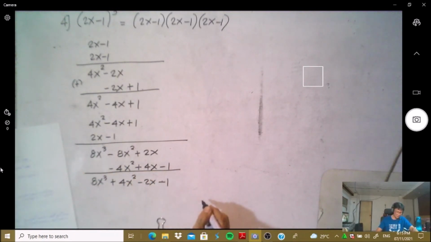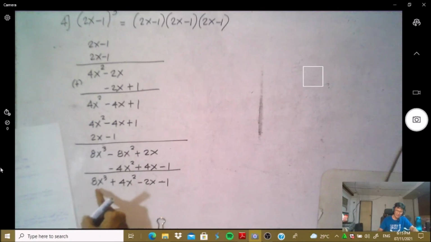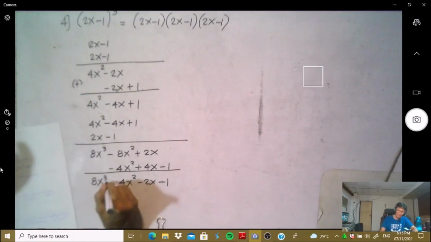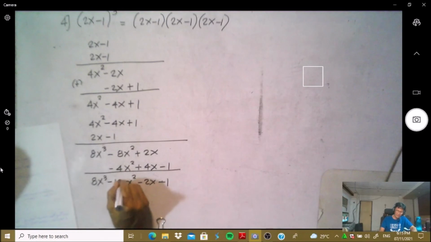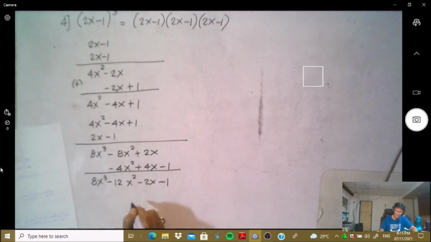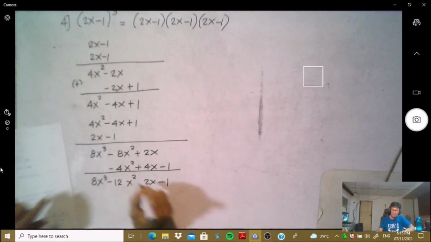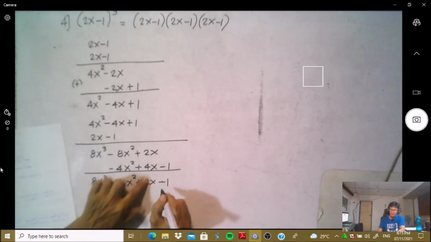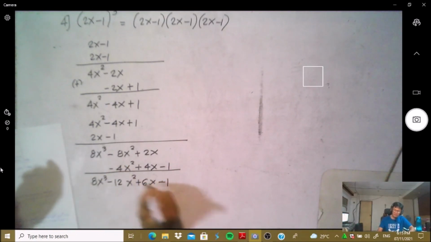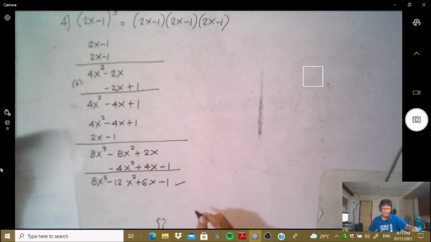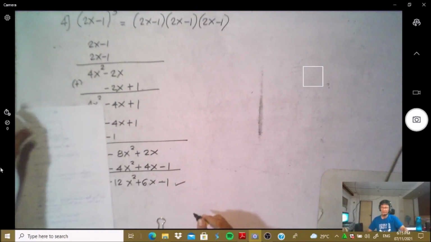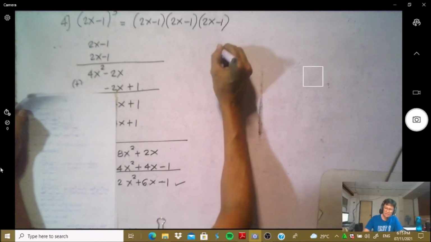Okay. So we can now add it here. 8x cubed minus, this becomes 12, this should be minus 12x squared plus, then it becomes plus 6x minus 1. And this is now our answer. So just be careful. Then number 6.